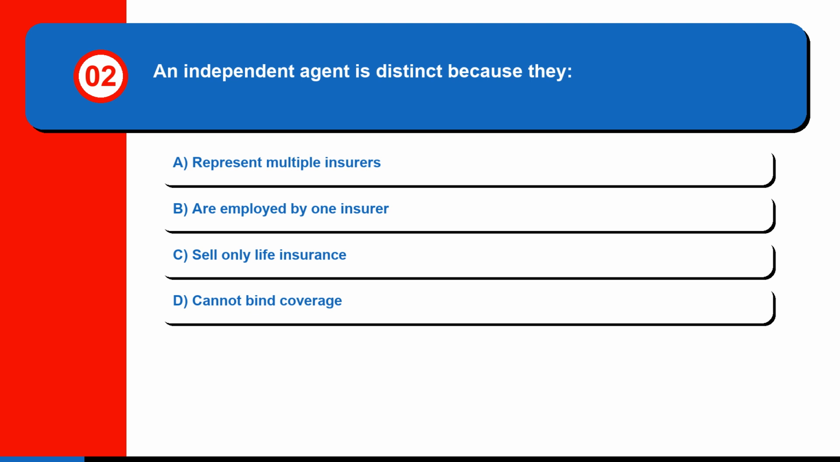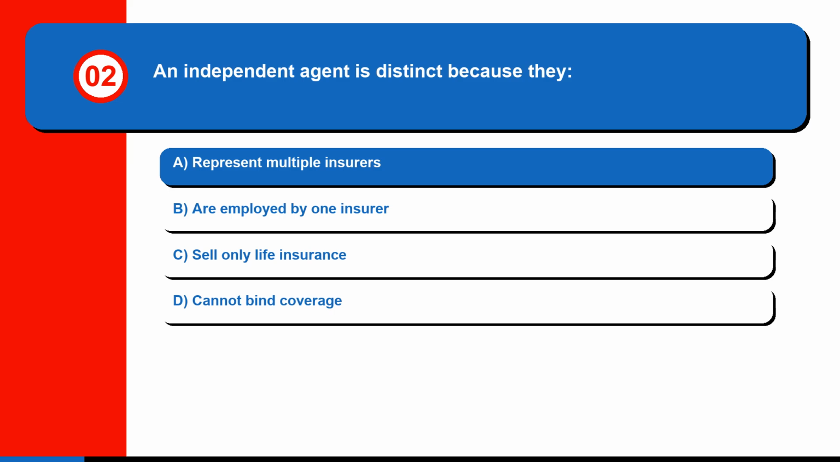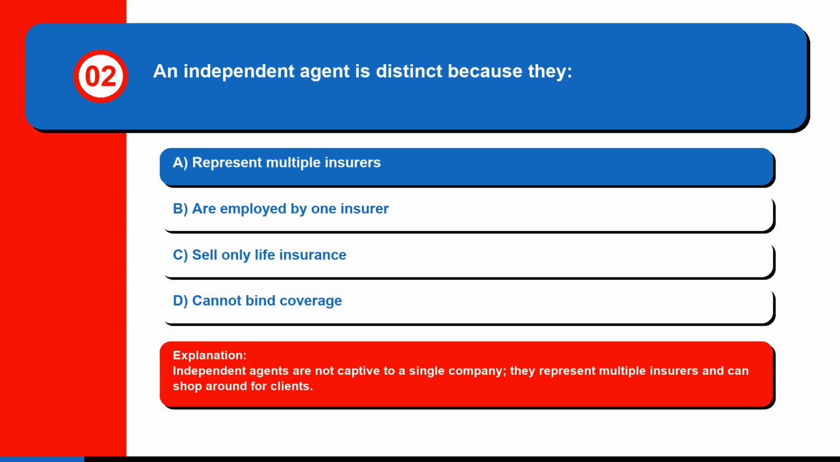Question 2. An independent agent is distinct because they A. Represent multiple insurers, B. Are employed by one insurer, C. Sell only life insurance, or D. Cannot bind coverage. The correct answer is A. Represent multiple insurers. Independent agents are not captive to a single company, they represent multiple insurers and can shop around for clients.